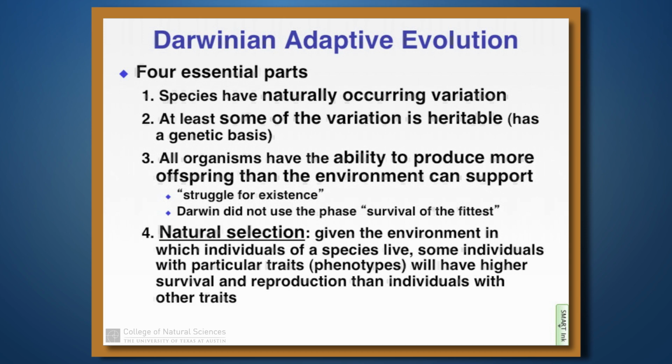And then finally, you end up with natural selection. That is, if you have a particular environment in which individuals of a species live, some of the individuals that have particular traits, or what we technically refer to as phenotypes, will end up with higher survival and reproduction than individuals with other traits or other phenotypes. That's what natural selection is: differential survival and reproduction of individuals that have different traits. All 4 of these parts have to be there for adaptive evolution to take place.